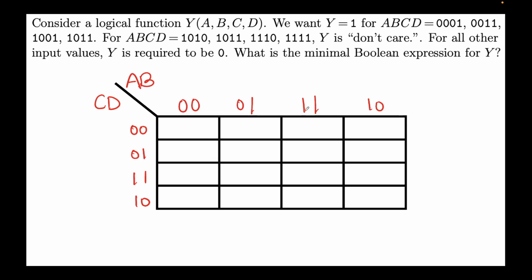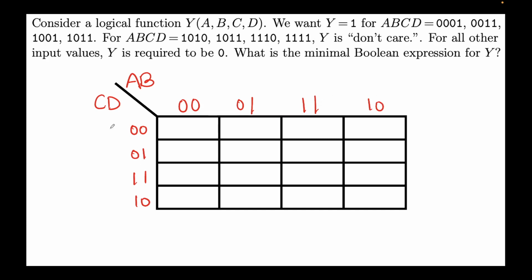The key thing to note here is that you can only change one variable at a time. So AB is 00 here. When you go to this column, you're not changing the value of A. The value of A remains 0, but the value of B goes from 0 to 1. Similarly, when you go from the second column to the third column, the value of B remains 1, but the value of A changes from 0 to 1. That's how we draw the K-map. And finally, the value of A remains the same, but the value of B changes from 1 to 0.